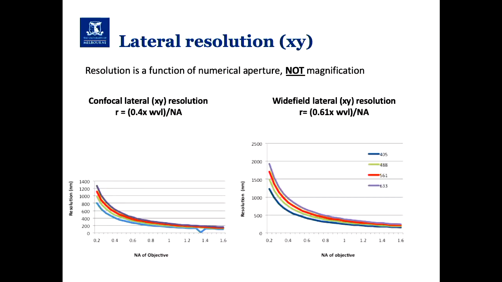Fortunately, there are equations which take us through that. If you remember me saying, your resolution is a function of the NA, the 1.4 number in the example that I gave, not the magnification. So the equation here for confocal lateral resolution, that's the XY dimensions: your resolution is 0.4 times the wavelength that you're collecting divided by the numerical aperture. At no point in that equation does it state magnification. If you look at widefield, the equation is slightly different: 0.61 times the wavelength divided by the NA.